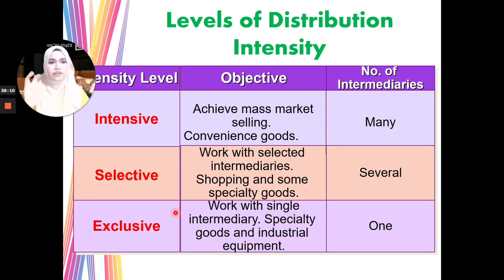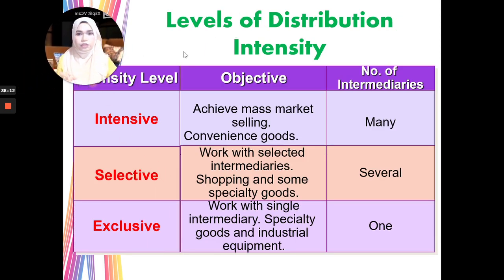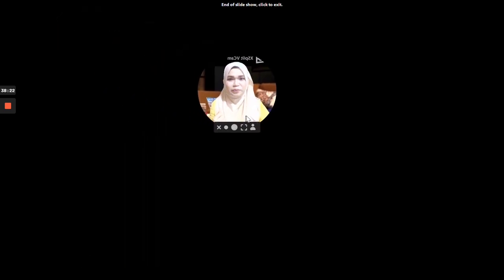Here I have summarized for you the objective, the intensity level, and also the number of intermediaries. You can go through this and look at it. And that's it. We have finished chapter 7.